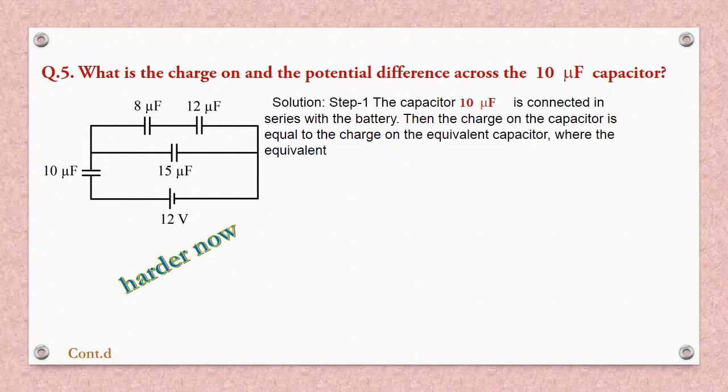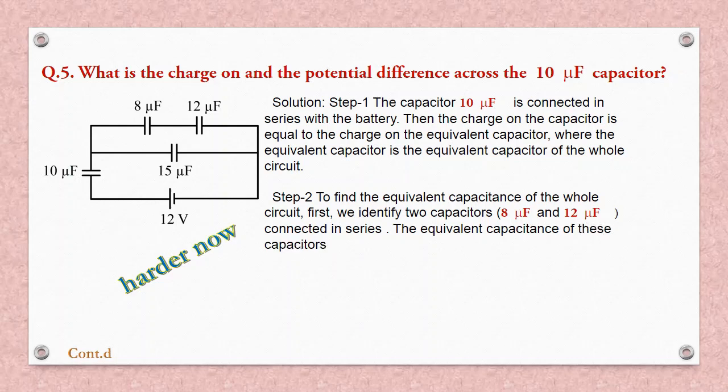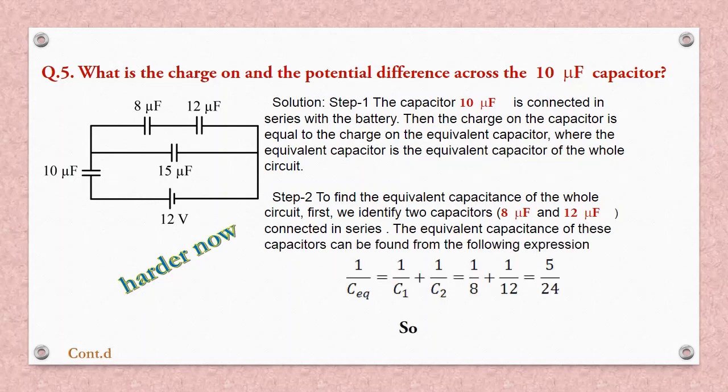So step 1 would be: the 10 microfarad is connected in series with the battery, so the charge on the capacitor is equal to the charge on the equivalent capacitance. So the first step is finding out the equivalent capacitance. Following the steps, you have already practiced a few questions, so you understand how to find the equivalent capacitance. The first step is 8 microfarad and 12 microfarad, they're connected in series, so the equivalent capacitance is 4.8 microfarad. In the calculation below it has been shown.